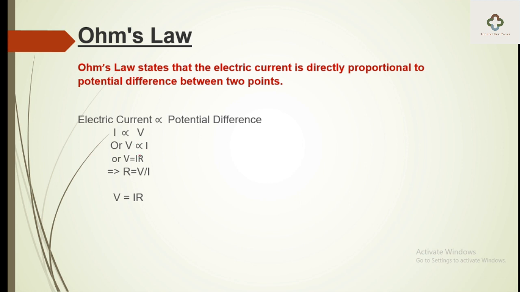If we want to convert this proportionality sign into an equals sign, we need to put some constant. So V is equal to IR. R here is a constant. It is also known as resistance. R is equal to V upon I. V is equal to IR, and this is a very important formula of Ohm's law. Potential difference is equal to current into resistance.